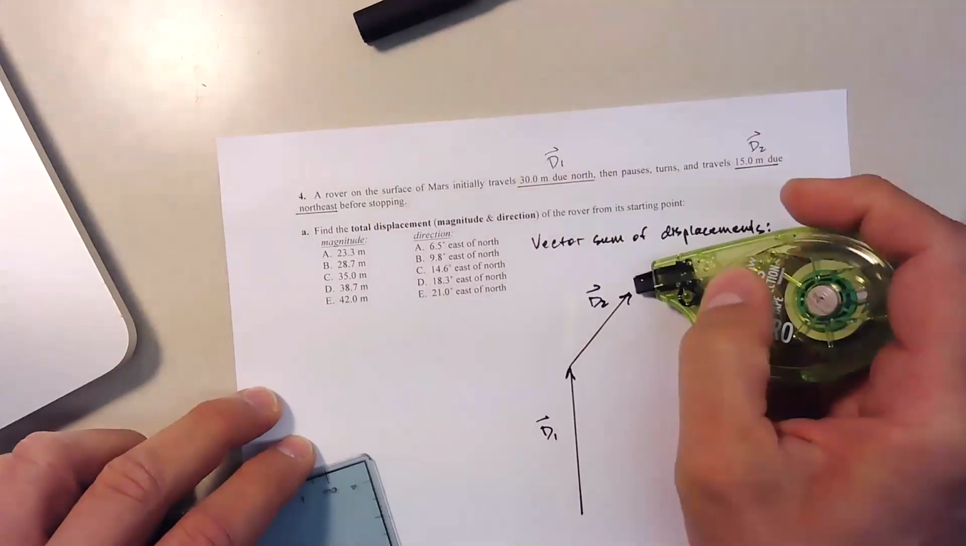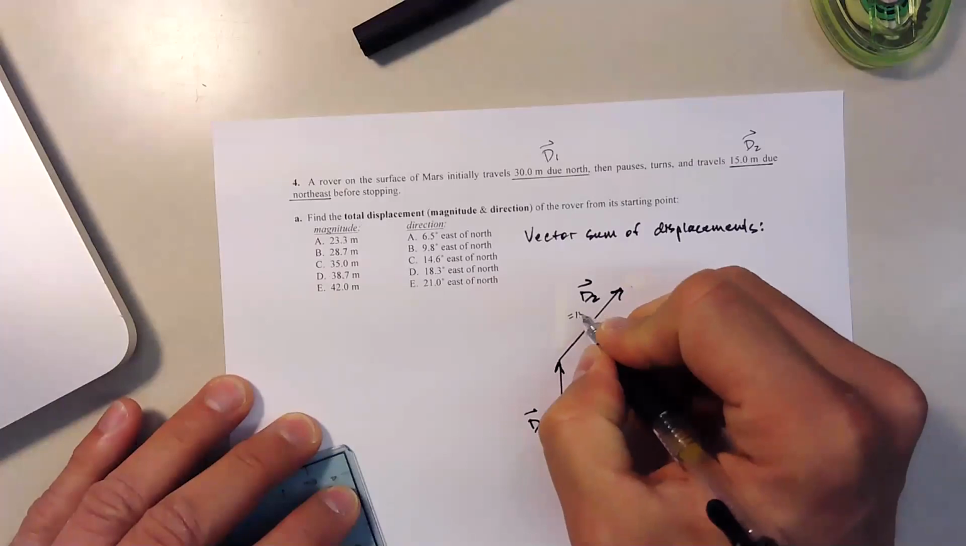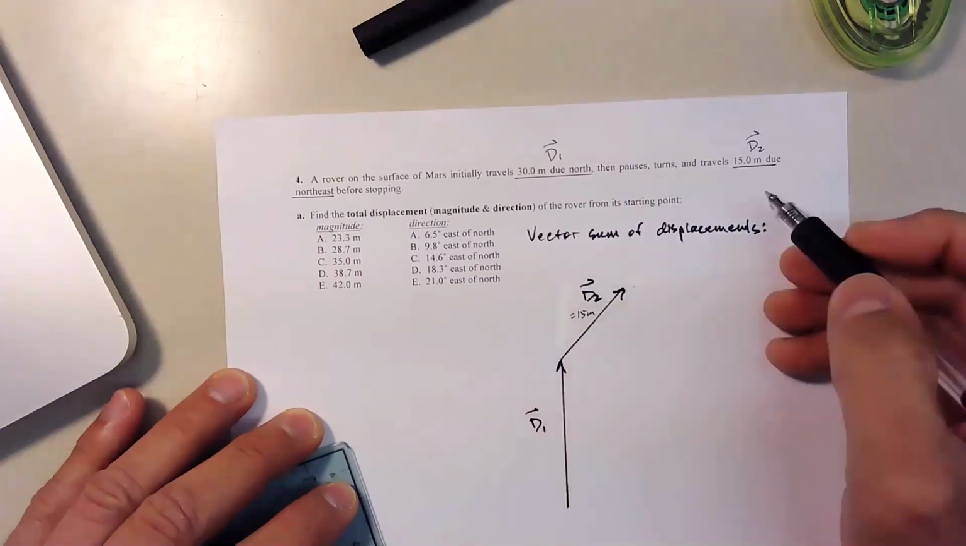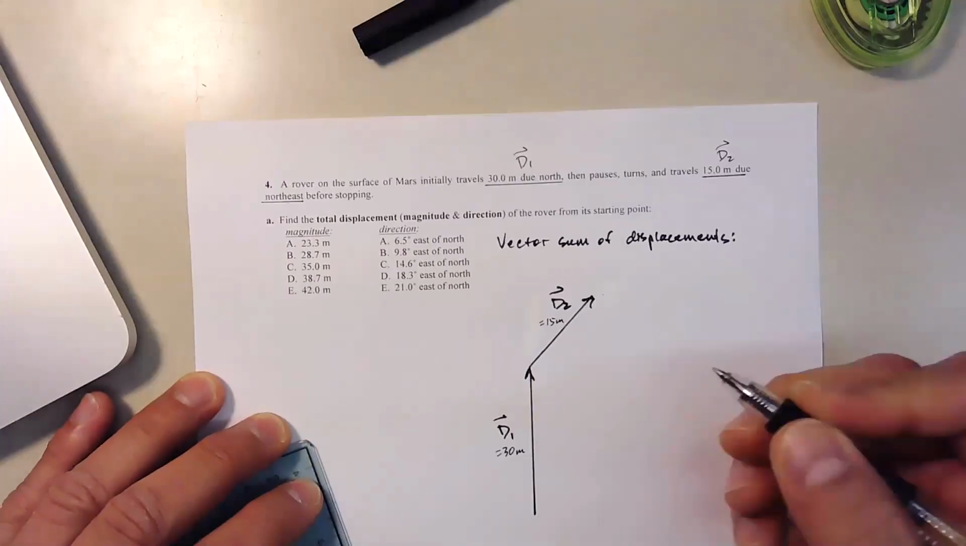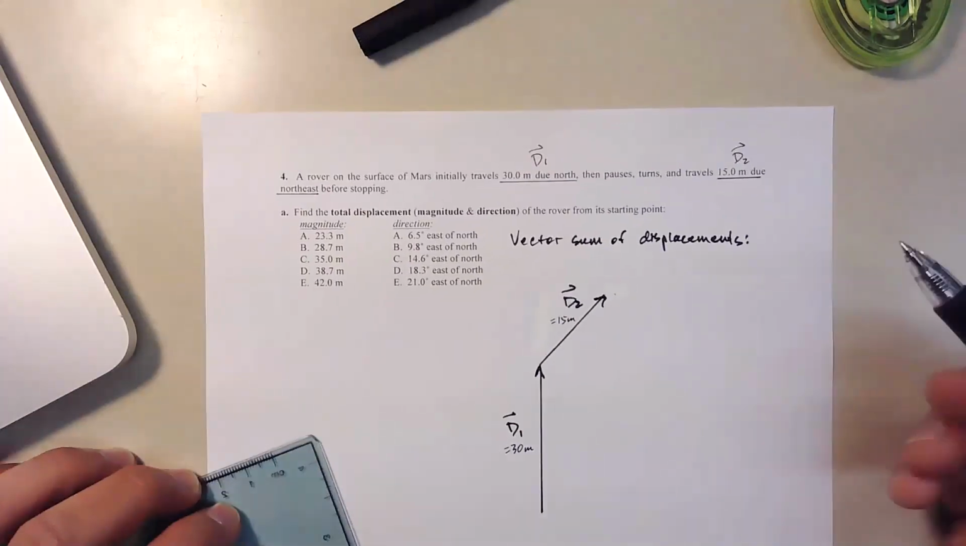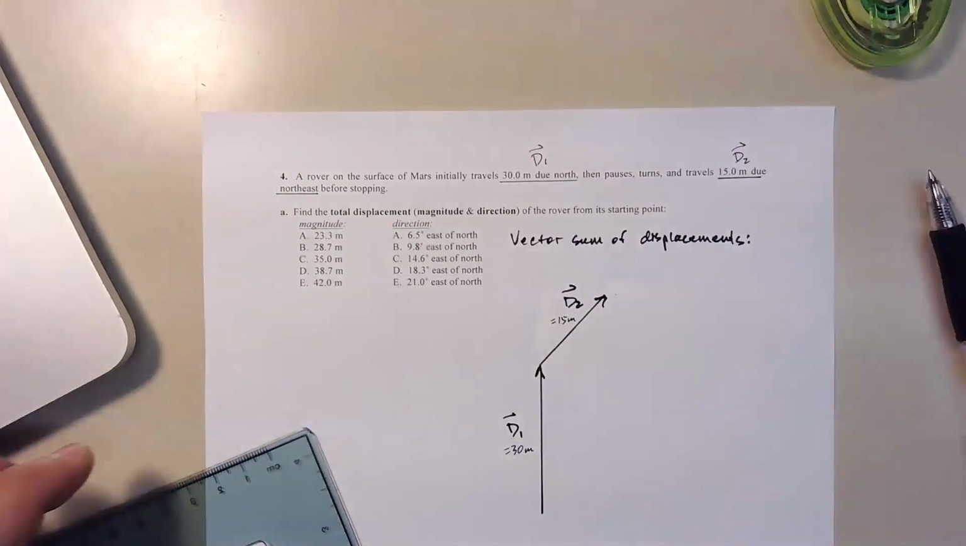Let me label these briefly with their lengths. So this one is 15 meters. I'm sorry, I'm dropping the 0.0 sig fig just for simplicity on my diagram here, but we'll remember the number of sig figs for our actual calculation. All right, and then that's it.